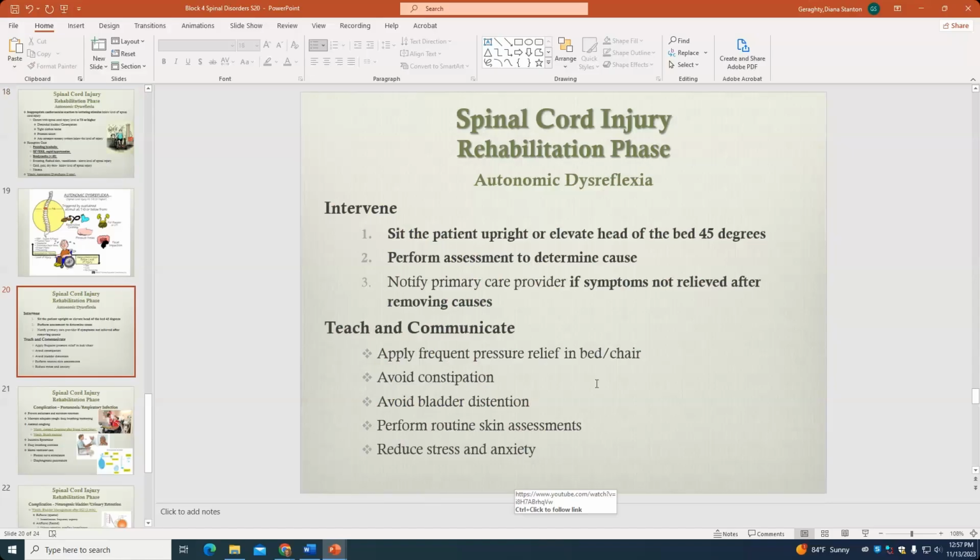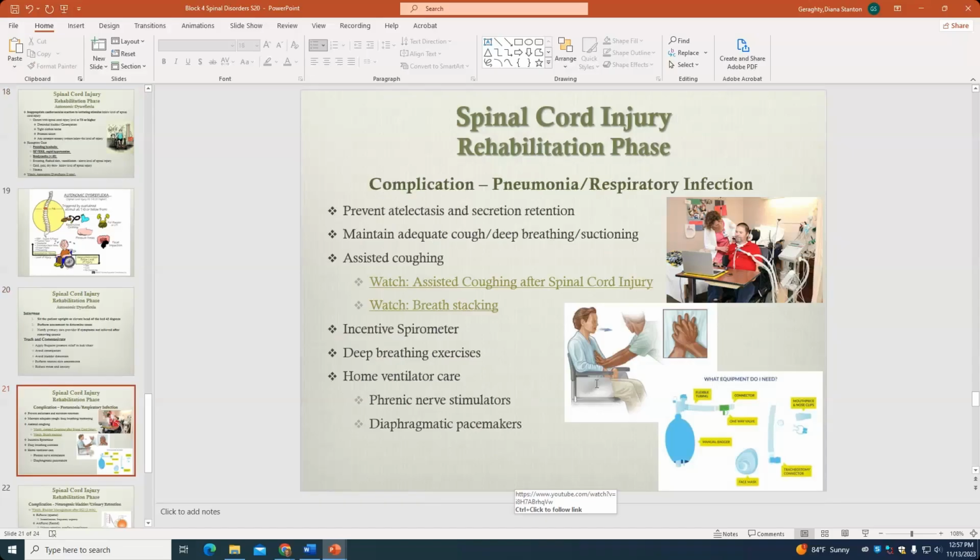Avoiding constipation and bladder distension, these patients may be on a bowel regimen. They will be on bladder regimens, and we'll talk a little bit about that. Then there's patients at risk for respiratory infections, so this would be any patient that had those chest muscles involved.